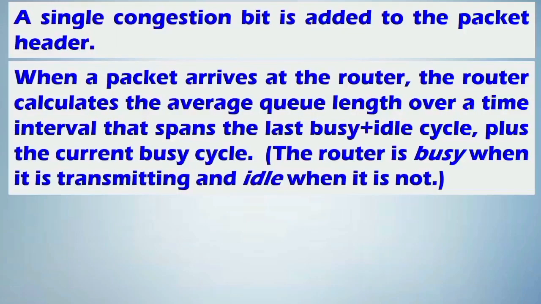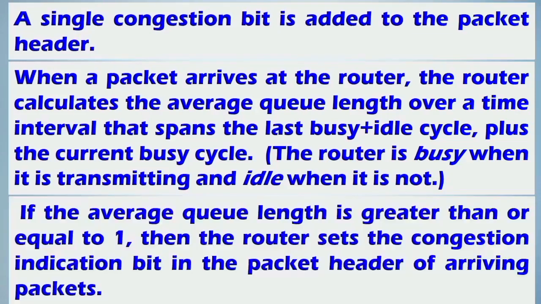When a packet arrives at the router, it calculates the average queue length over a time interval that spans the last busy plus idle cycle plus the current busy cycle. The router is busy when it is transmitting and idle when it is not. If the average queue length is greater than or equal to 1, then the router sets the congestion indication bit in the packet header of arriving packets.